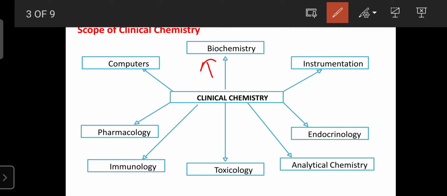Clinical chemistry is also helpful for instrumentation development. Nowadays many instruments have come into the market that are helpful for diagnosis of disease. Once again, an example is the PCR, polymerase chain reaction instrument. It costs more than 1 crore. So how is that PCR made? On the basis of clinical chemistry, regarding DNA and RNA replication, the PCR instrumentation can be developed.